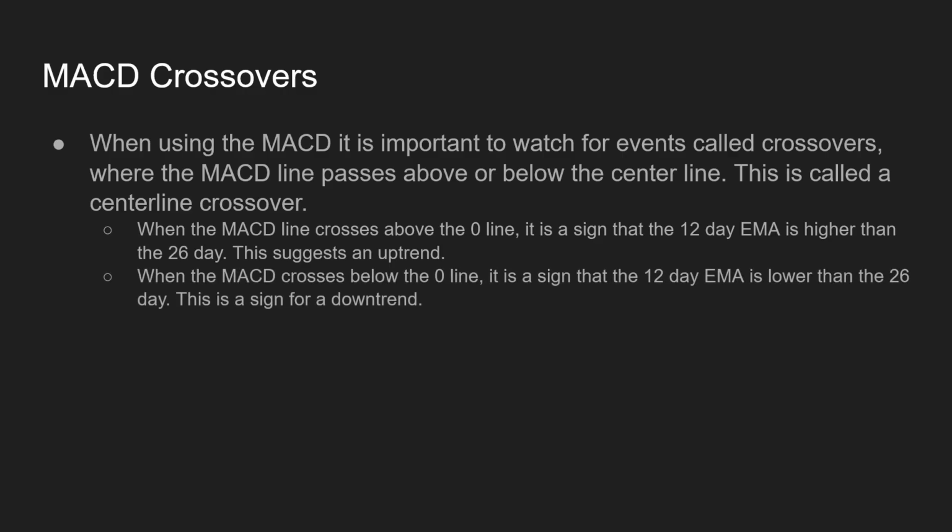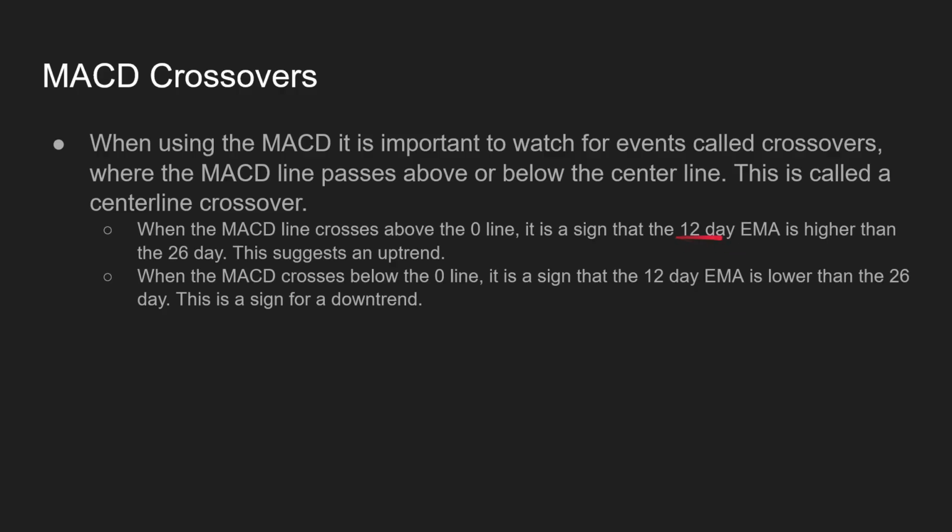When the MACD line crosses below the 0 line, it's a sign that the 12-day EMA is lower than the 26-day EMA. This is a sign of a downtrend. So when you think about it, we're taking these smaller sample sizes, right? We're looking at a 12-day sample size. We're taking an EMA, exponential moving average, meaning that we're giving more value to the more recent days as opposed to the farther days, the 12th day away from the current day's closing price. So we're giving more weight to those more recent values.